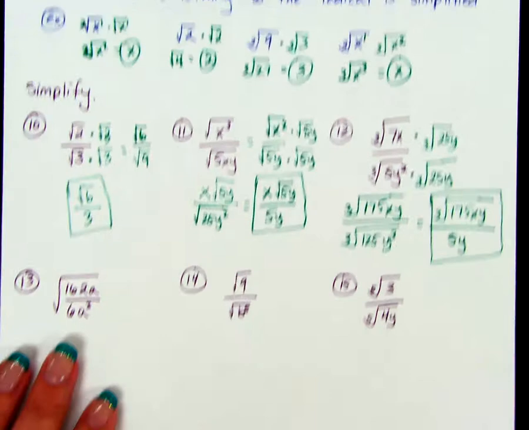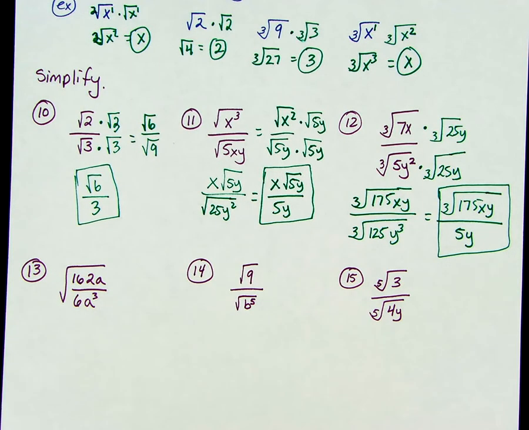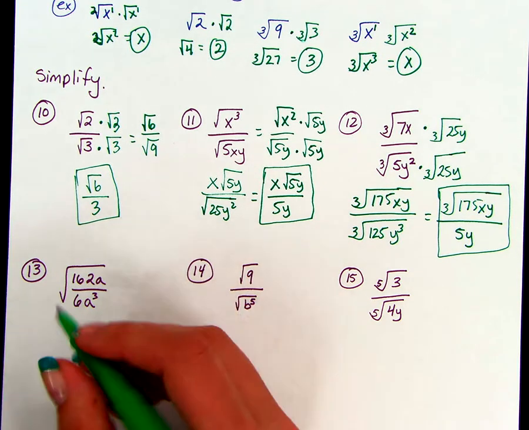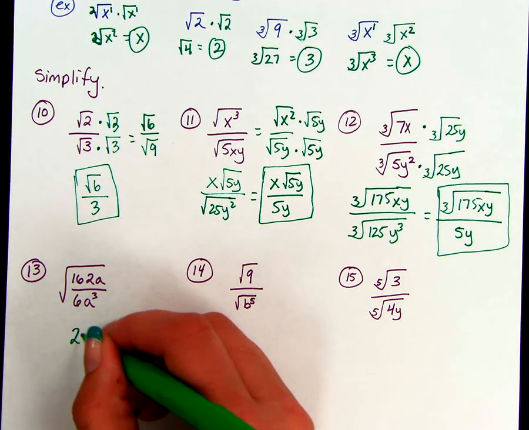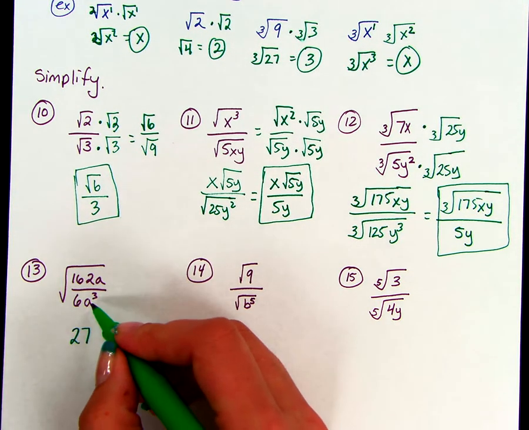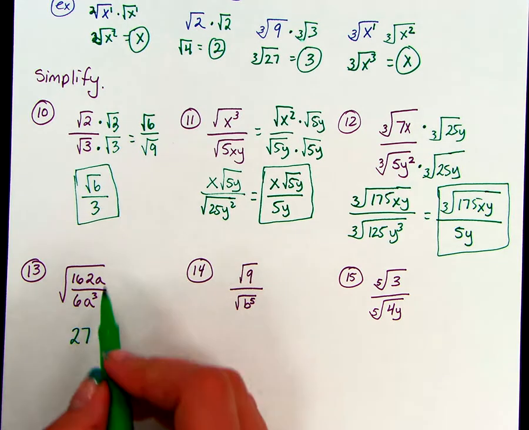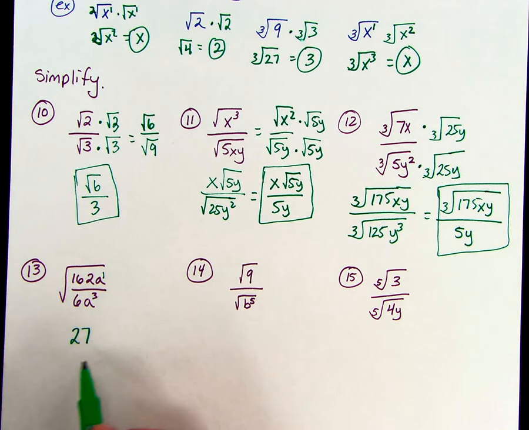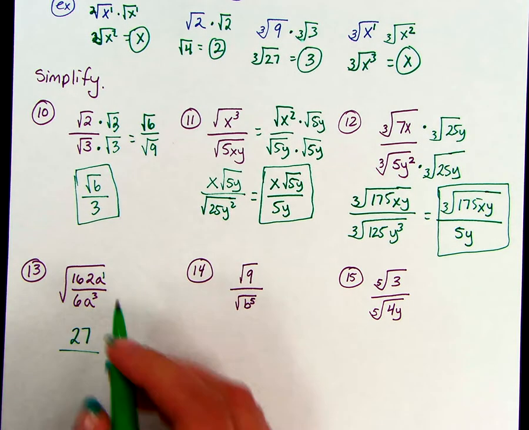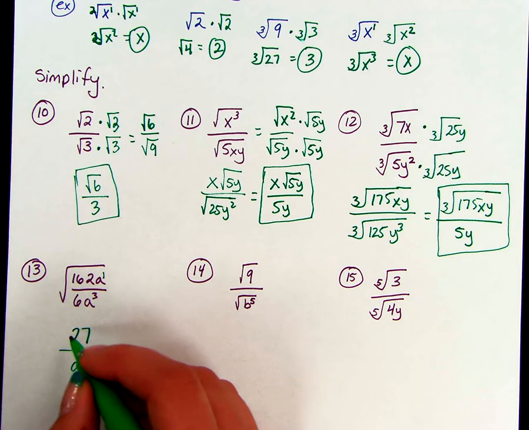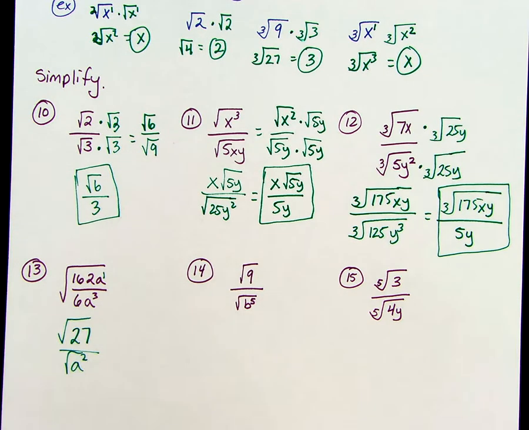All right, next one. So again, we want to simplify our fraction if we can. So 162 is divisible by 6 evenly. So that is going to give us 27. And then we can also simplify our variables. So if I take 3 minus 1, that'll be 2. So in the denominator, we'll have a squared. These are both still in the radical.